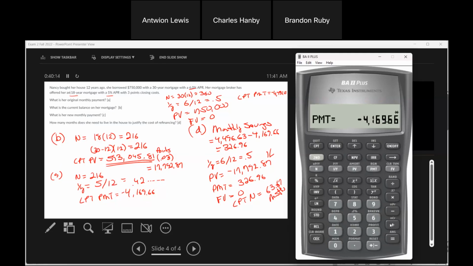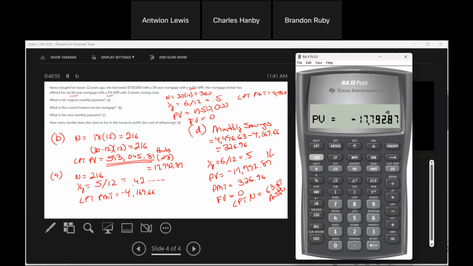So what I can do, since that's a negative, I just add and then hit plus and hit recall 0. So now I've calculated my monthly savings that goes in my payment. Then I can recall my PV, that's 593,095.81, and I multiply that by 0.03, which is 17,792. That's my points. And I want to make that a negative and put that in PV.